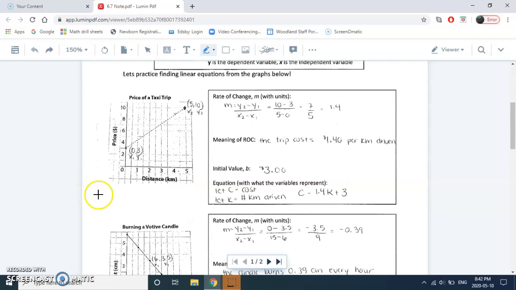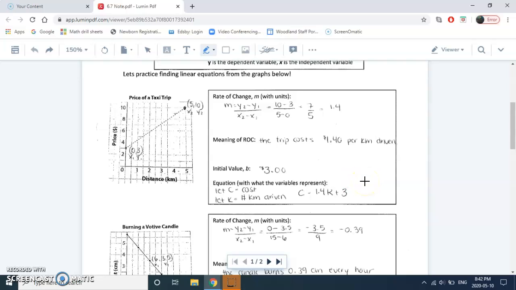Okay. Next, we're looking for our initial value, which is b, and as we go up, it is 3. I made a mistake earlier. It is not 4, it is 3. So that means that the initial cost at the taxi is $3. So it starts off at $3, and then every kilometer it's going to go up $1.40.